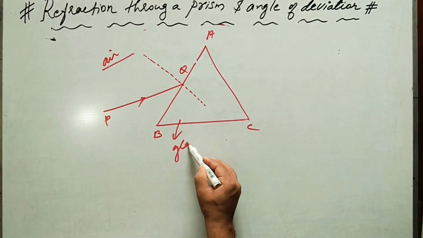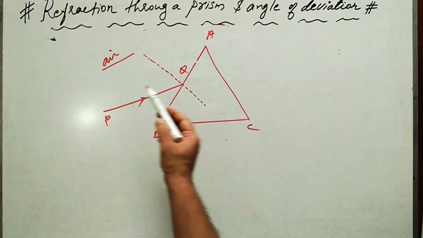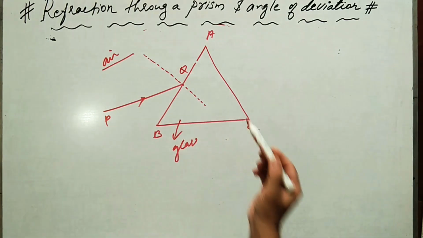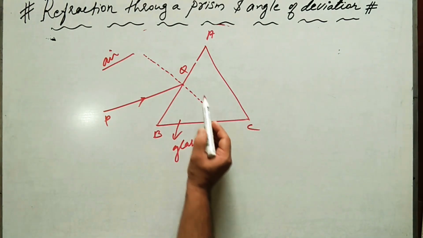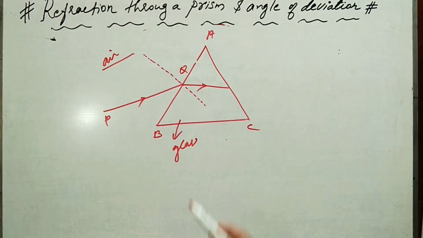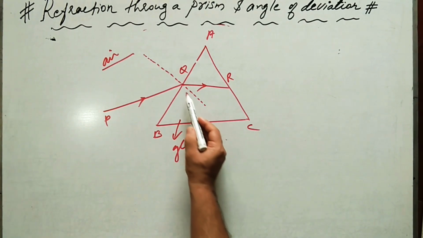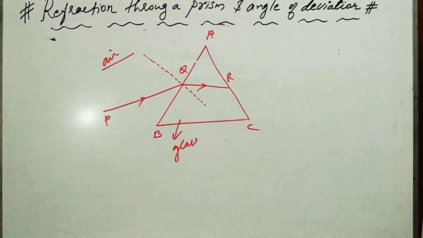As you know, the prism is made up of glass. Glass is a denser medium, and when a ray of light travels from air to glass, or rarer medium to denser medium, as you know, it bends towards the normal. So it slightly bends towards the normal. QR is the refracted ray.